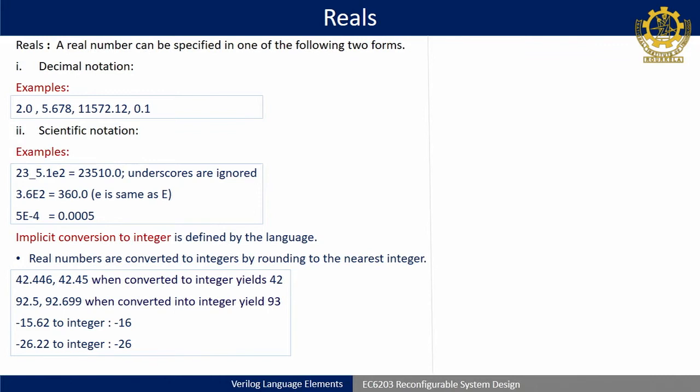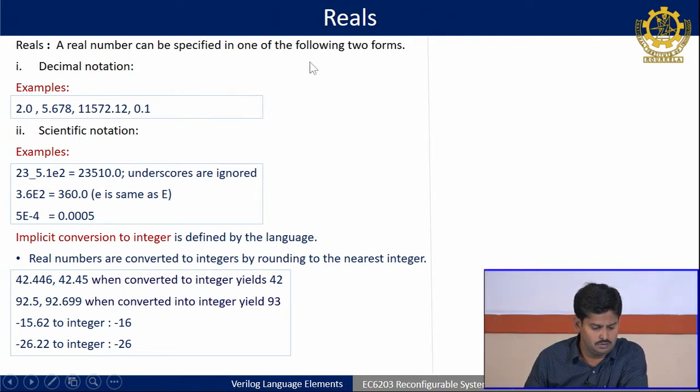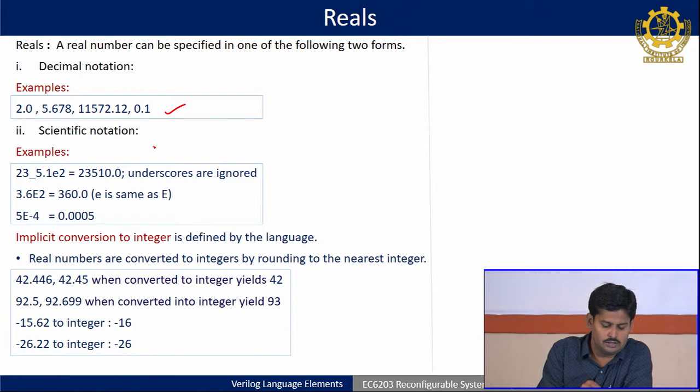Once integer is over, next is called real. Real representation is mostly used to represent a floating point. A real number can be specified in two basic forms. One is decimal notation, like 2.0 or 5.678, which you can specify using floating points, and another is scientific notation, which I think you also know.